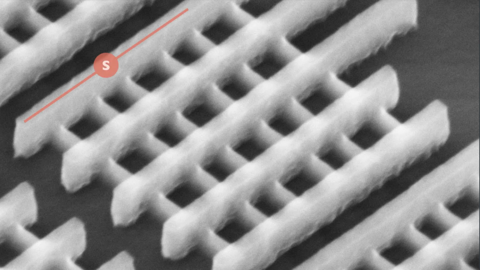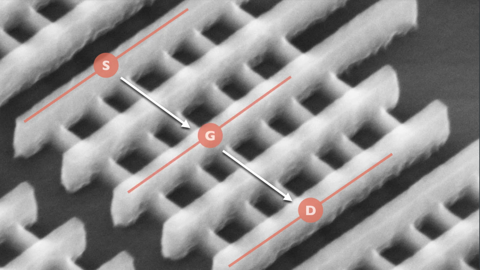So how does this work? Current wants to go from a source terminal and drain into a drain terminal. And along the way, it has to pass through a gate terminal. And this gate can be activated by the application of voltage or electricity. Just like we saw in the previous example, this is a tiny electrical switch.